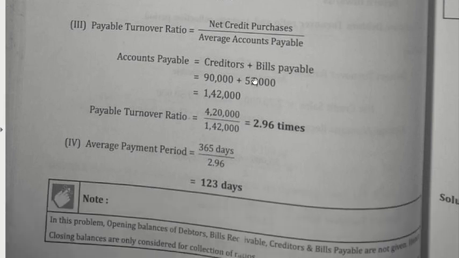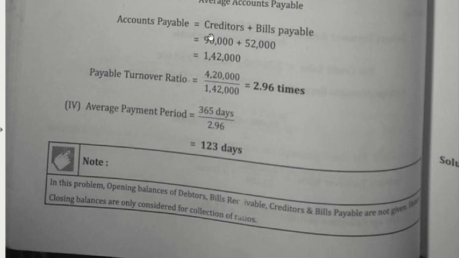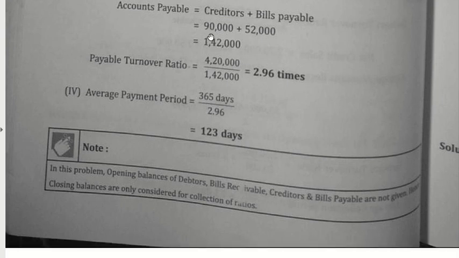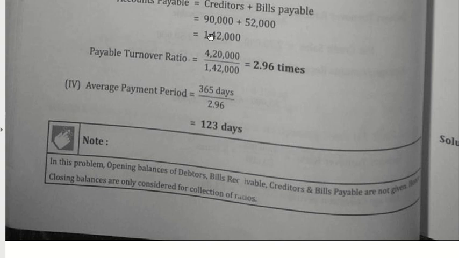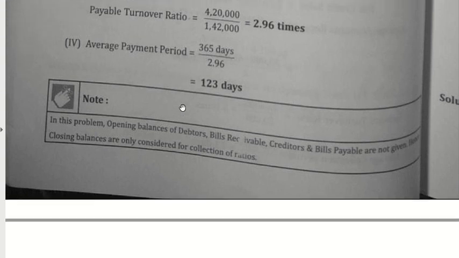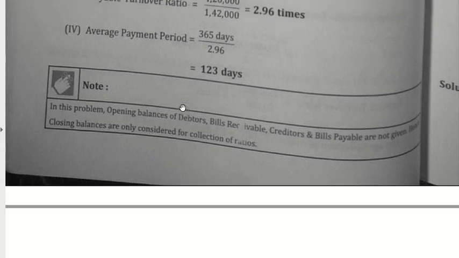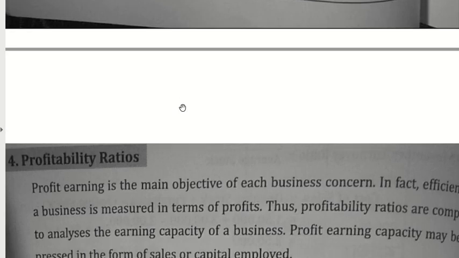Then payable turnover ratio is nothing but your creditors turnover ratio, which is equal to net credit purchases divided by average accounts payable. So accounts payable, here you do not have opening and closing creditors. They have given creditors and bills payable. You will total up both. So creditors plus bills payable, which is equal to 90 plus 52, which is equal to 1,42,000. So payable turnover ratio is 4,20,000 divided by 1,42,000, which is 2.96 times. So average payment period is 365 days divided by creditors turnover ratio, which is 2.96, 123 days.